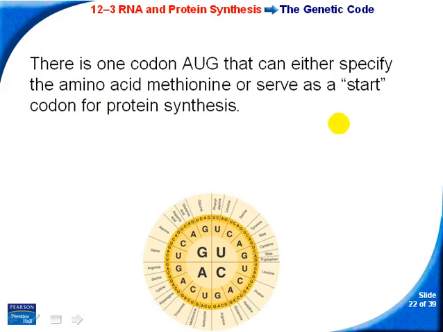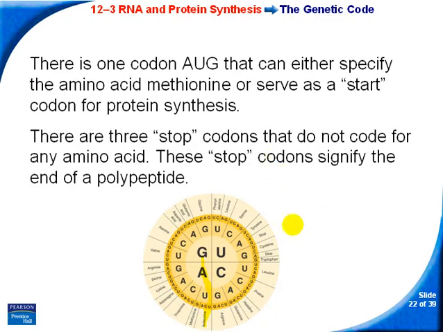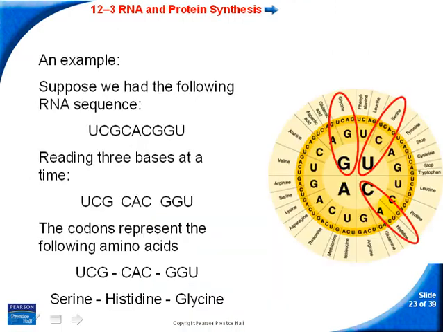So there's one codon, AUG, that either acts as a start codon or methionine. Let's find it, AUG. You can see it's right here. And then there are several stop codons. Here's one right there, and there are 2 more right here. And these tell us the end of a polypeptide. That's when the messenger RNA knows, hey, I'm done. This is the end of the gene, and I can stop making the mRNA.